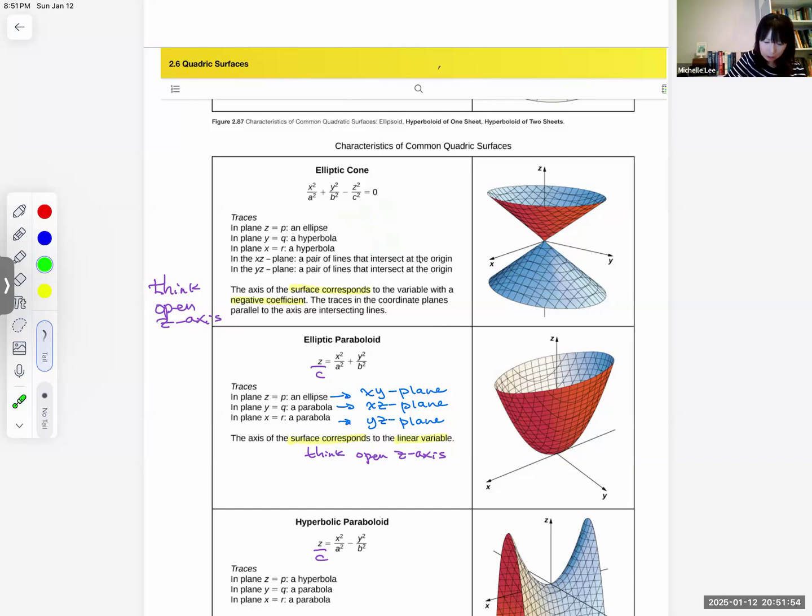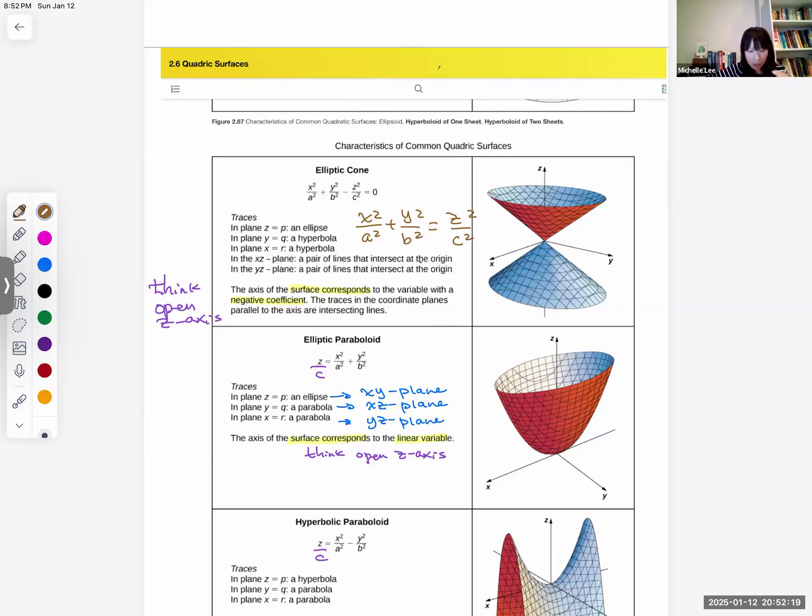Then we get x squared over a squared plus y squared over b squared equal to z squared over c squared, right? So if we see this kind of equation, we can notice that this is an elliptic cone. Yeah, the shape looks like this.